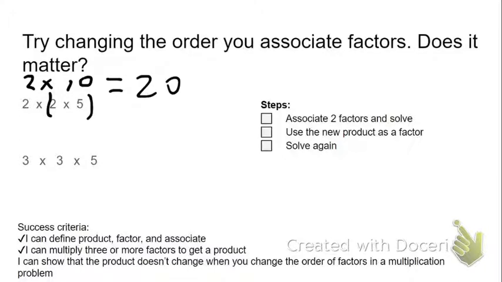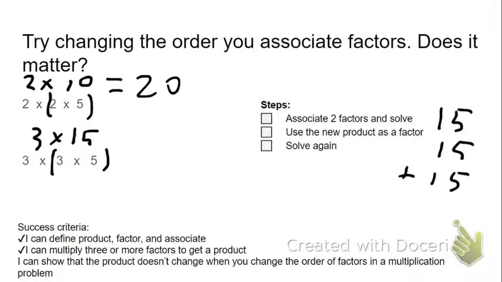Well, if I change the order down here, does it matter? Last time we did 3 times 3. Let's do 3 times 5 this time. We associate two factors and solve. 3 times 5 is 15. And then 3 times 15. Well, I'm not sure what that is, so I'm going to add up 15 3 times. 15 plus 15 plus 15. 5 plus 5 is 10. 10 plus 5 is 15. 1, 2, 3, 4, 45. Well, what do you know? It's the same. Last time it was 3 times 3 is 9, and 9 times 5 is 45. This time 3 times 15 is 45.